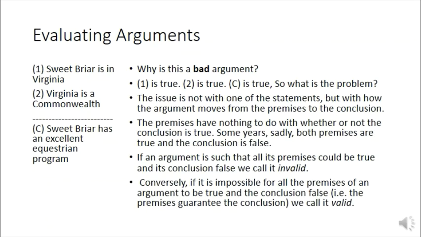But the problem is not that any of these things are false. It's that this conclusion, Sweetbriar has an excellent equestrian program, does not flow from the premises we put forth. The premises have nothing to do with whether or not the conclusion is true, and sometimes, unfortunately, in some years, our equestrians aren't up to snuff. And if an argument exists where the premises can be true, that Sweetbriar is in Virginia and Virginia is a commonwealth, but the conclusion isn't necessarily true, if you can have a situation where you have true premises and a false conclusion, we call this argument invalid.